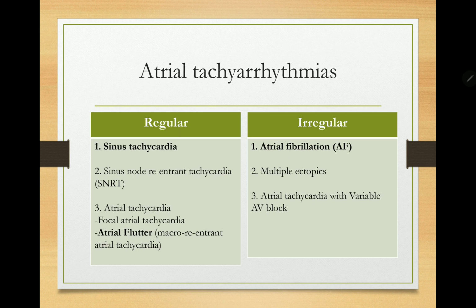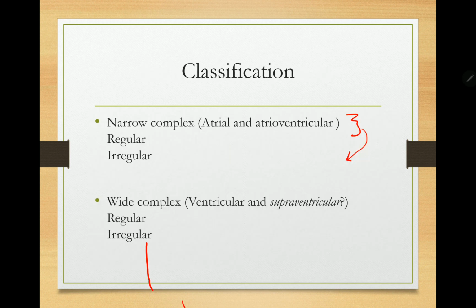As we saw here, the narrow complex can be atrial in origin, or it can be atrioventricular in origin, but this basically means the origin is above the ventricle, which can also be called supraventricular, but I'll explain because this can cause some confusion. I'll explain in a second. So the impulse generation is from the atria, or from around the atrioventricular area, or from around the AV node.